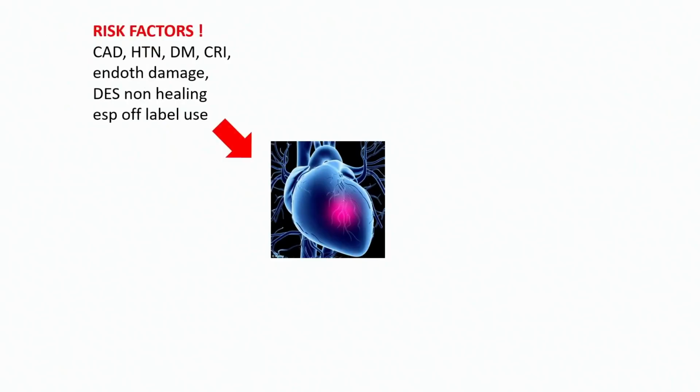So we know that all of these patients that are showing to the outpatient cardiologist still have the same risk factors. They have coronary disease, hypertension, renal insufficiency, they have had a stent placed, so there is endothelial damage. And of course, if the patient has a drug-eluting stent, there has not been enough time for the endothelial damage to heal, especially if the stent was placed for off-label use. And I'll get to what off-label is.